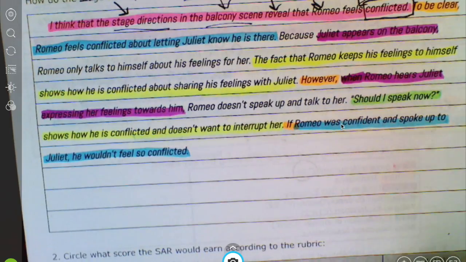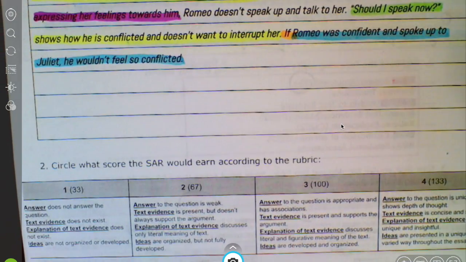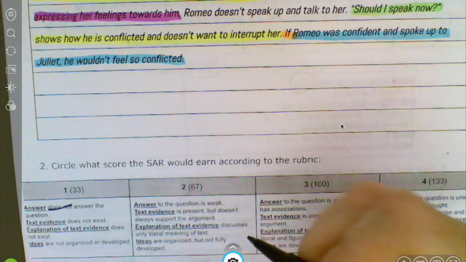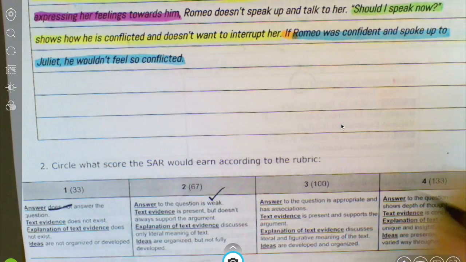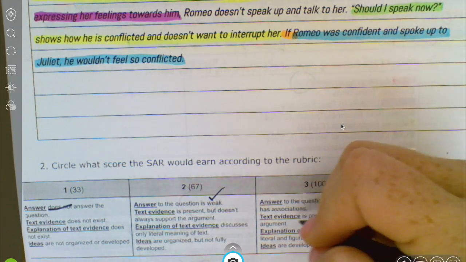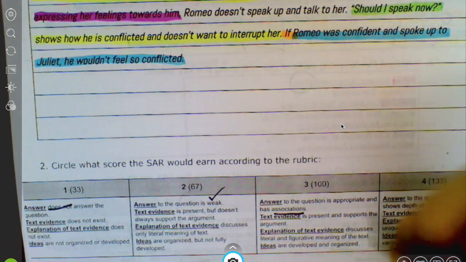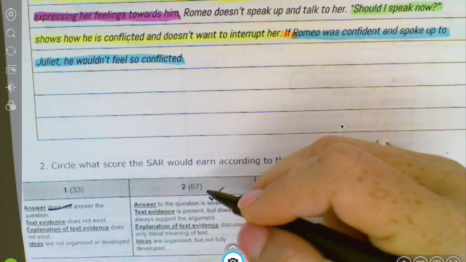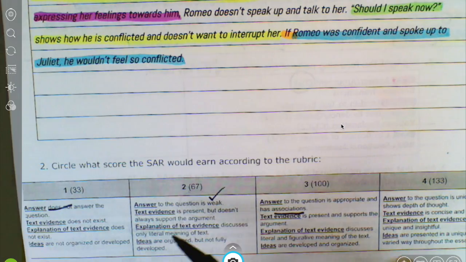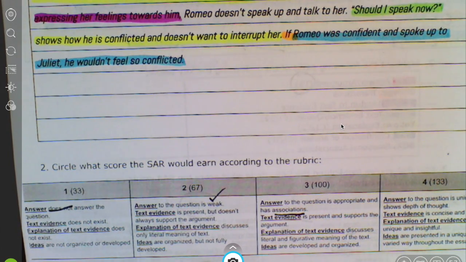So although it's not a 1 because it does answer the question, and this one says it does not, I feel like it might be a little bit weaker than the one we saw before when it had multiple association words, okay? So this one could kind of go either way, but I'm going to look at the text evidence now and see where it might fall.